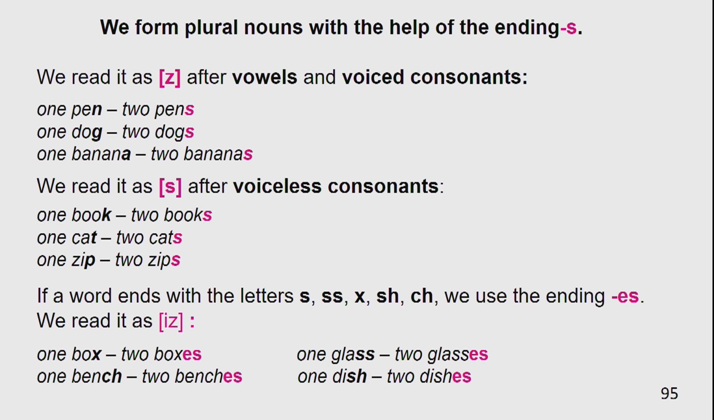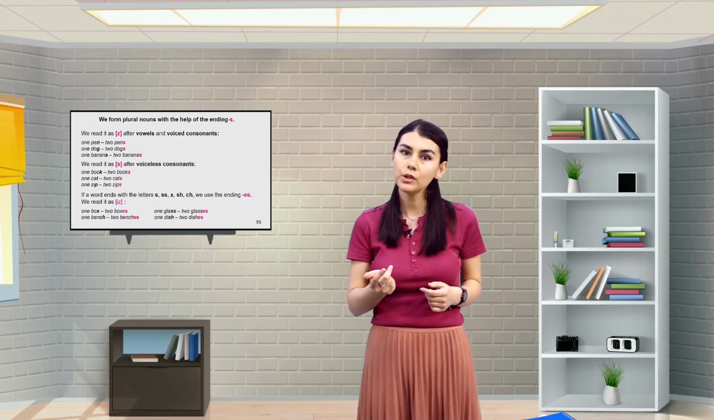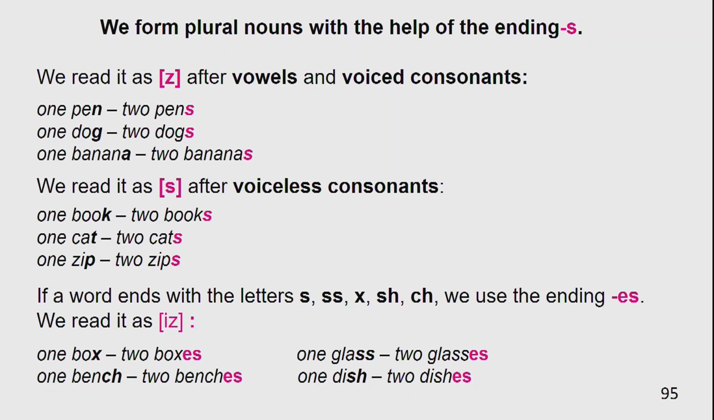And if a word ends with the letters s, double s, x, or letter combinations sh or ch, we use the ending es, and we read it as iz. Look, 1 box, 2 boxes. 1 bench, 2 benches. 1 glass, 2 glasses. 1 dish, 2 dishes.